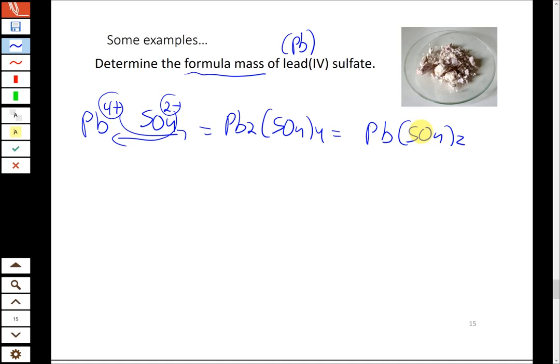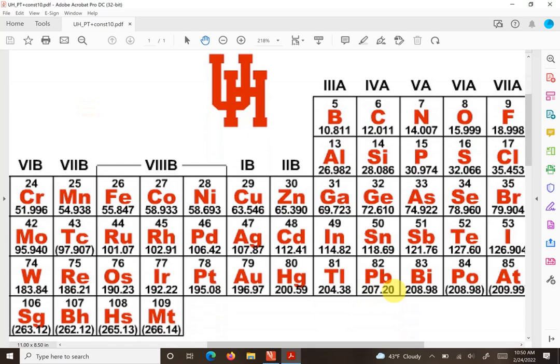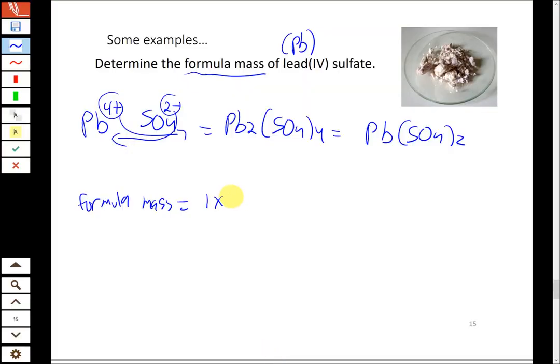But then what we have to remember is when we're calculating the molar mass of the substance, you have to account for how many of each atom there are. So if we want to find the molar mass, or the formula mass, as it's termed here, but they mean the same thing, and they're calculated the same way, we have 1 lead in the formula, and the atomic mass of lead is down here, 207.20. So that's the mass of lead.